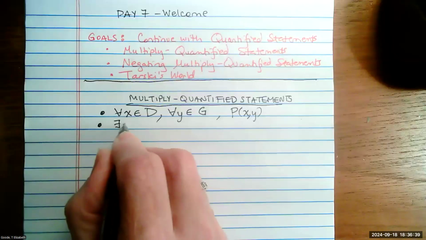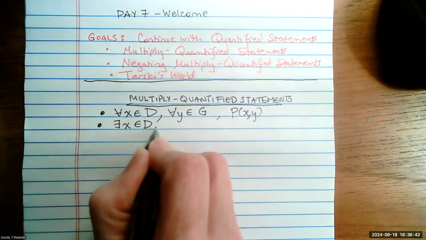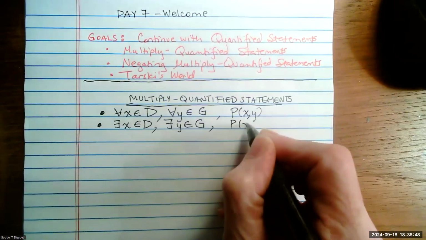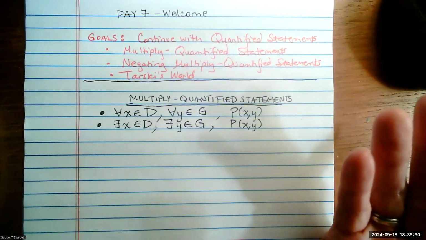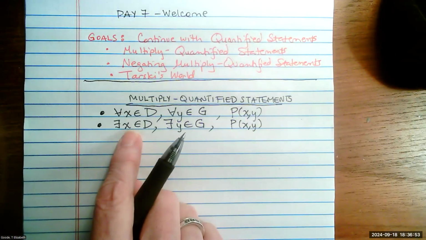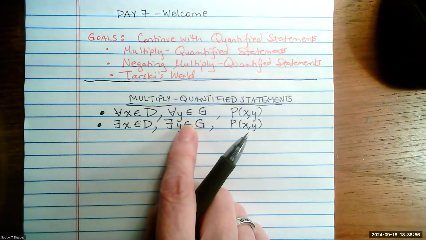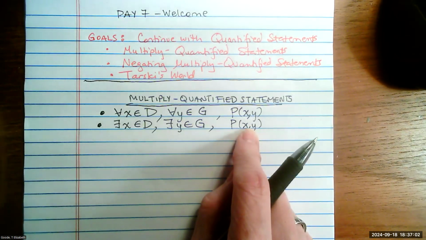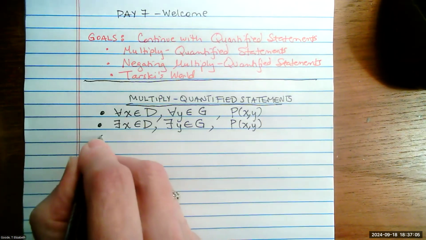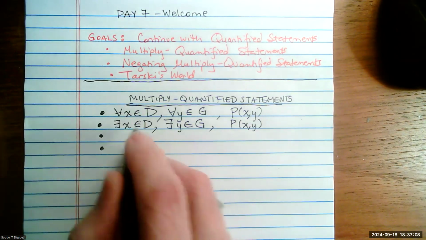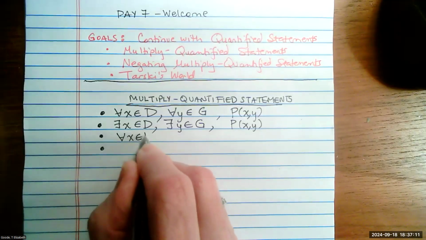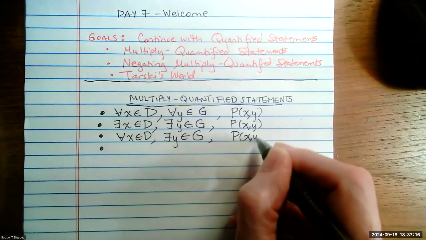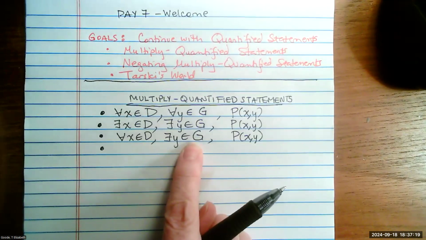Then there's the case where it might be there exists. So they would look like this: there exists an X in D, and there exists a Y in G, such that property P of X, Y holds. And that means exactly what you think it should mean. It means there's at least one X in set D and at least one element Y in set G, such that this predicate P of X, Y holds for that X and Y, okay? But there are two other ways to mix and match two quantifiers. It could be like this: for all X in D, there exists a Y in G such that property P of X, Y holds. And we're going to have to talk about this because there's something to this.